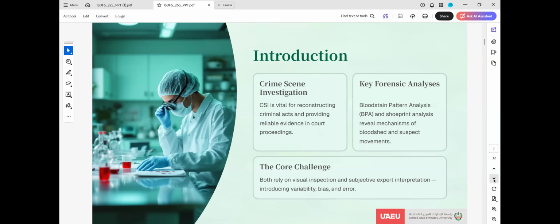And finally we have to provide some accuracy. So what are the core challenges so far? We rely on blood patterns and footprints, which means visual inspection and subjective interpretation, introducing variability, bias, and error. It may be technically confusing, but in the upcoming slide it will be easy.